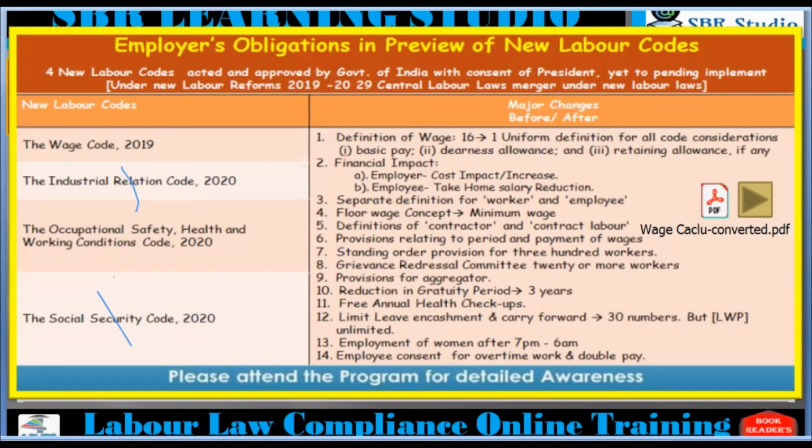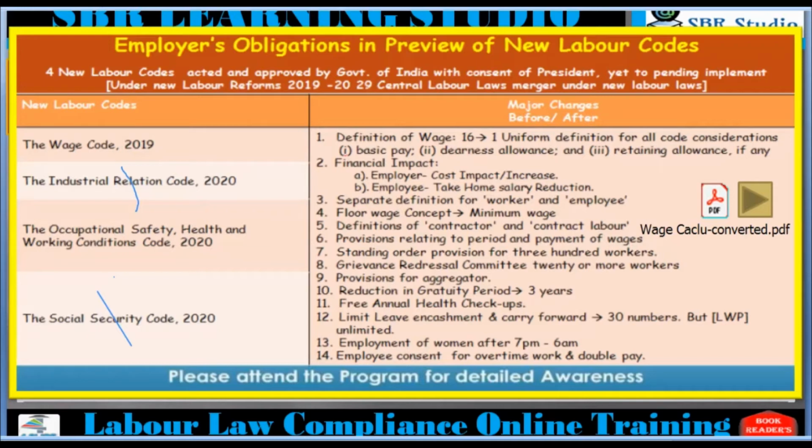Then the reduction of the gratuity period is also there. Earlier it was 5 years. With the new codes, it has been reduced to 3 years. Then one additional responsibility has been assigned to the employer related to the health of the individual employee. The organization needs to provide a free annual health checkup to every employee in the organization, free of cost.